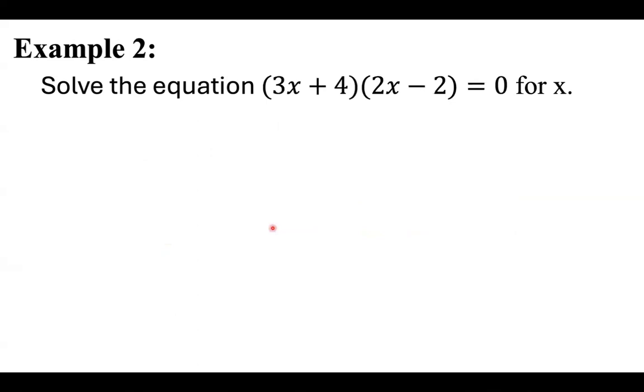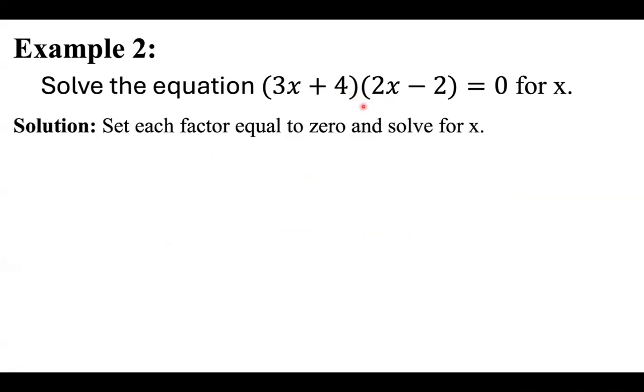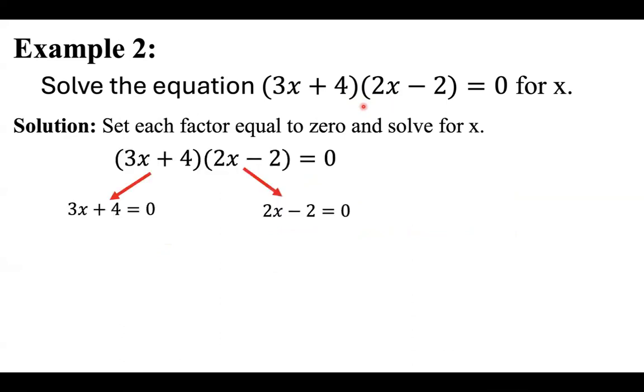And in this example, the quadratic equation is given as the product of factors. So right away, we can apply that zero product property. Just set each factor equal to 0. Subtract the 4, you get 3x equals -4. Divide by 3, x equals -4/3.